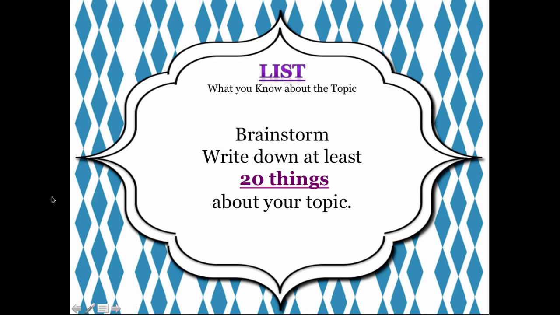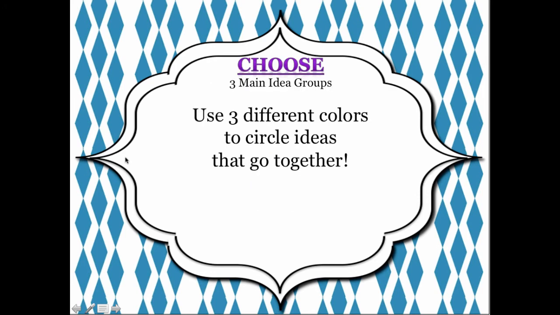Okay, do you have your list of 20 things? I bet it's awesome. Now we're going to choose our 3 main idea groups. You're going to use 3 different colors to circle ideas that go together. Now, if I was thinking about my list of my grandparents' house, I would circle things like the pool and the raft that my grandfather had, and pool parties that we had with my cousins and other friends and stuff. I would circle all those in one category.